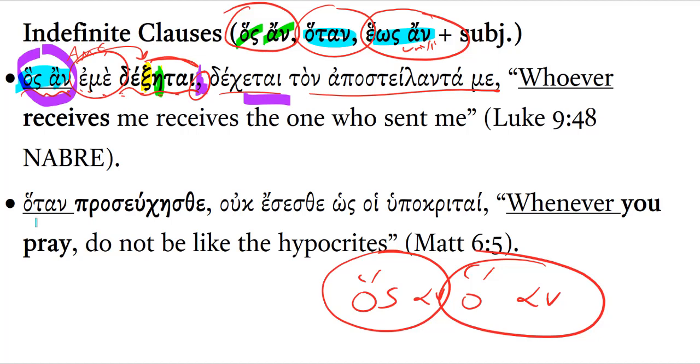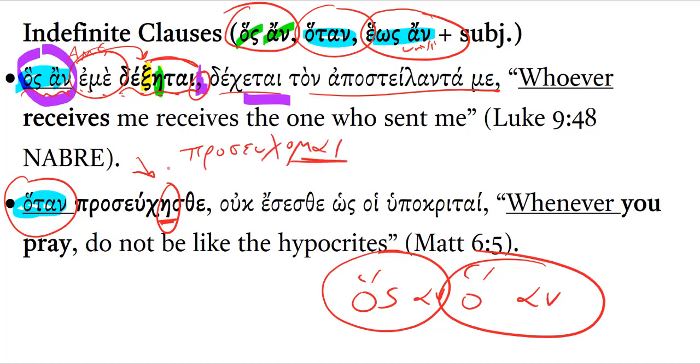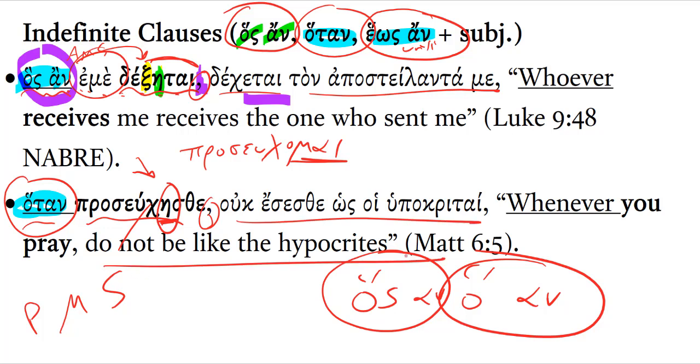Okay, so the other example here, bullet point number 2, hotan. You just have to have that word memorized, whenever, and then the subjunctive's coming. Lengthened vowel, and you don't see any sigmas or thetas. This is just from the word proseuchomai, to pray. Proseuchomai, a middle only verb. So this is a present middle subjunctive. Whenever you are praying, right? Whenever you pray, and then there's a comma, so the subjunctive influence ends, and the rest of the verse goes on. From Matthew 6:5, don't be like the hypocrites. Whenever you're praying, comma, okay?